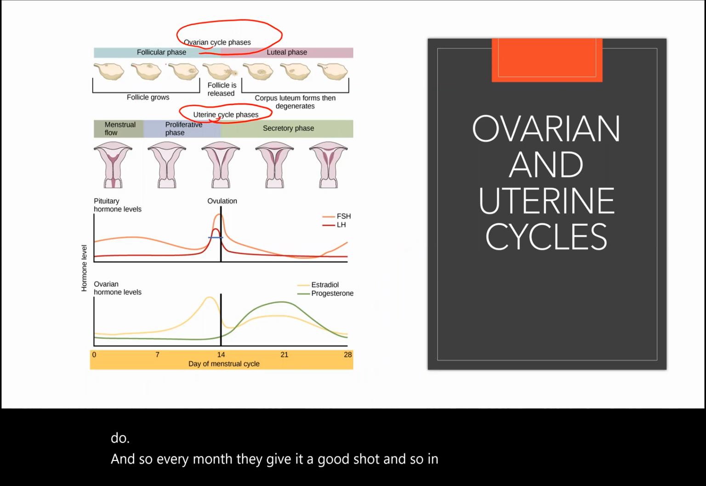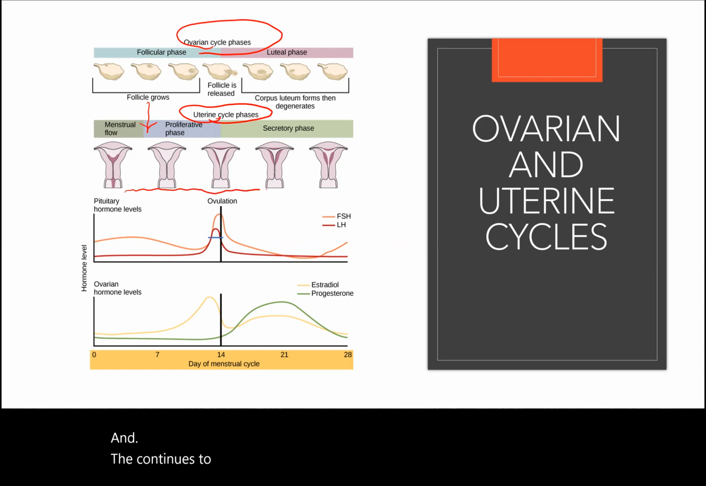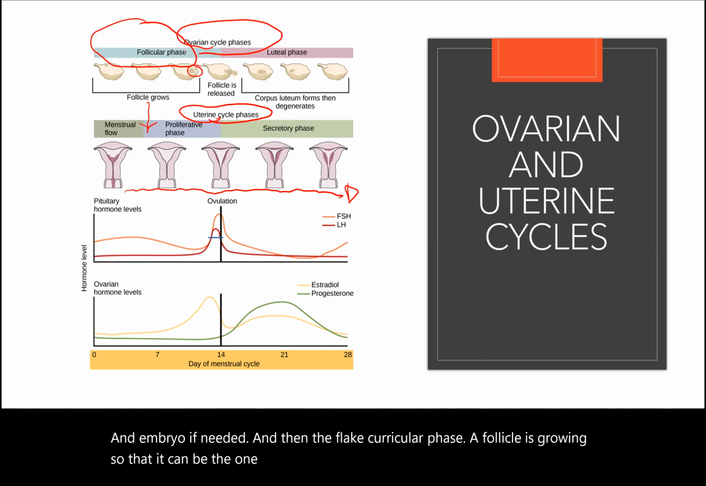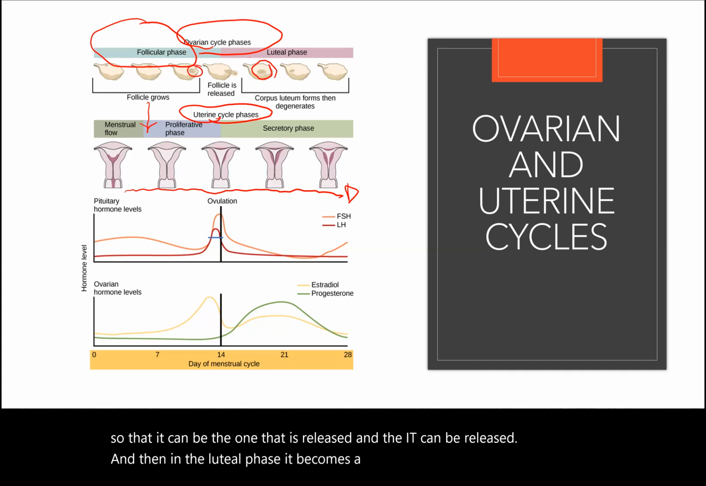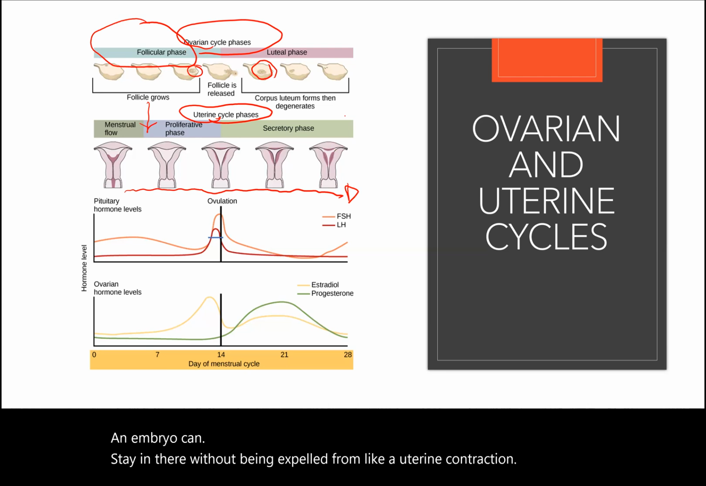And so the follicular phase corresponds with the proliferative phase, and the endometrium continues to grow like it should so that it can support an embryo if needed. And in the follicular phase, a follicle is growing so that it can be the one that is released and the egg can be released. And then in the luteal phase, it becomes a corpus luteum and produces progesterone so that an embryo can stay in there without being expelled from a uterine contraction. So it just really is amazing.